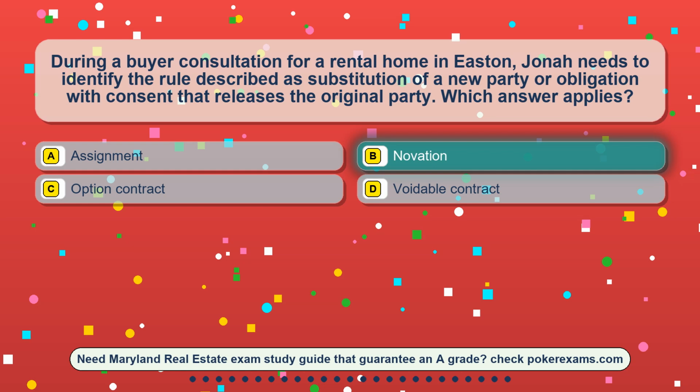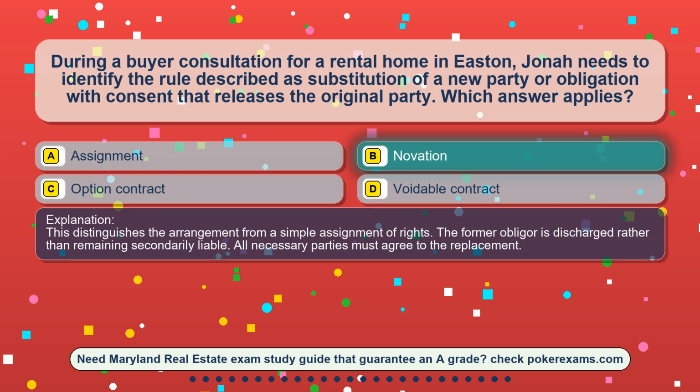The correct answer is option B, novation. This distinguishes the arrangement from a simple assignment of rights. The former obligor is discharged rather than remaining secondarily liable. All necessary parties must agree to the replacement.